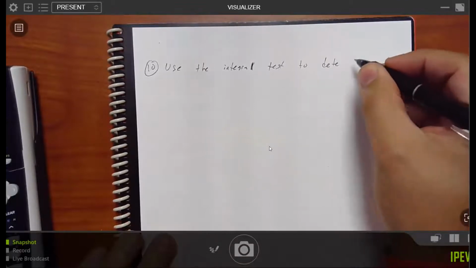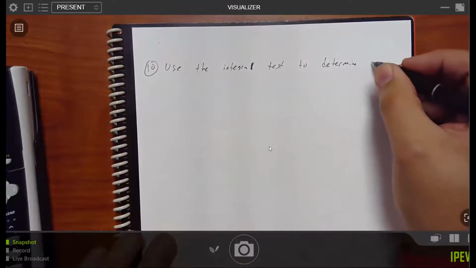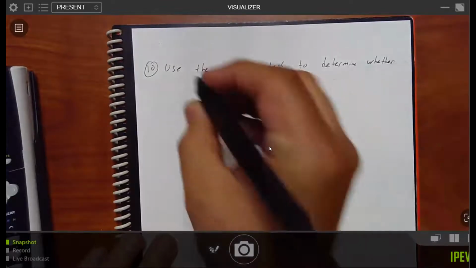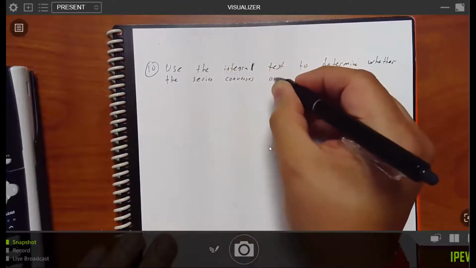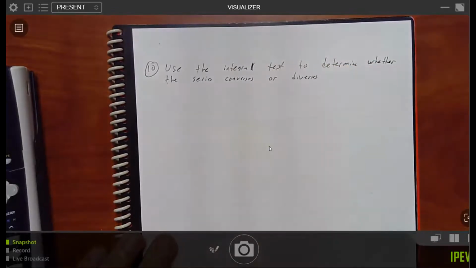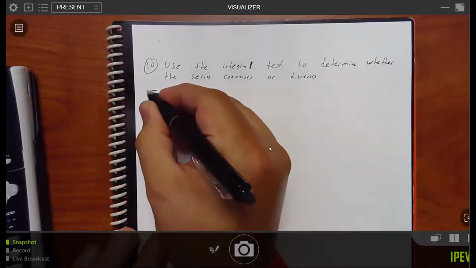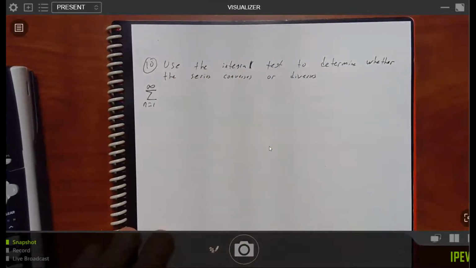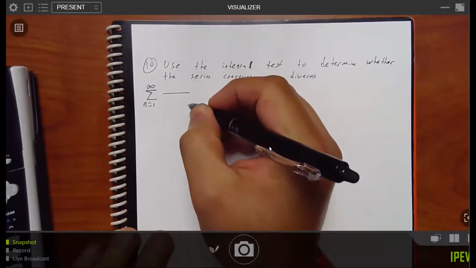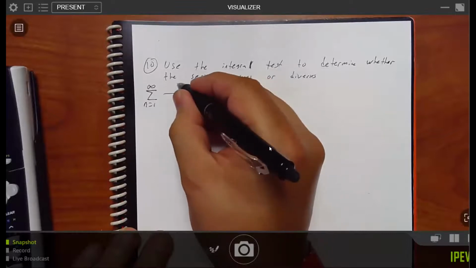Use the integral test to determine whether the series converges or diverges.